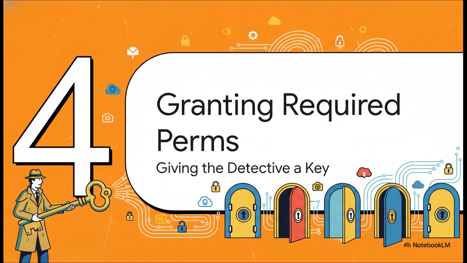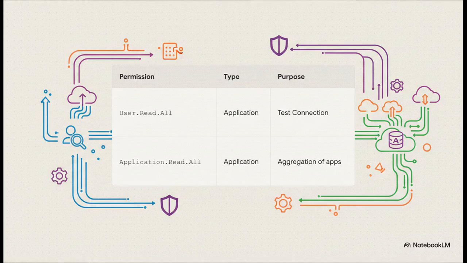So our application has an identity now, but it can't actually do anything. It's like our detective has a badge, but no keys. We need to grant it the right permissions to open the right doors. The documentation is super specific here, which is great. We only need 2 key permissions from the Microsoft Graph API. First is user.read.all, which is really just to make sure the connection is working. The second, and this is the big one, is application.read.all. This is the permission that lets the connector do its real job, discovering all that application data.